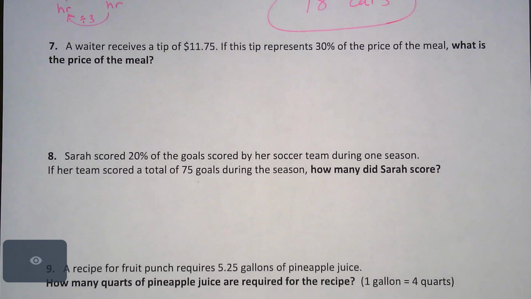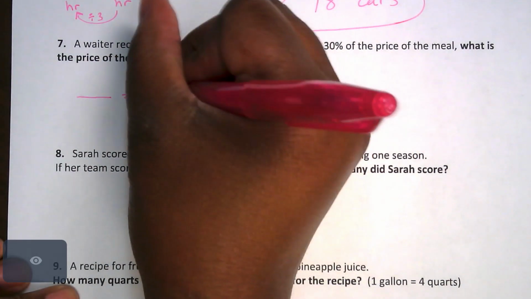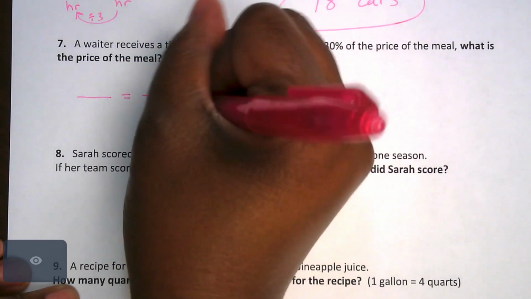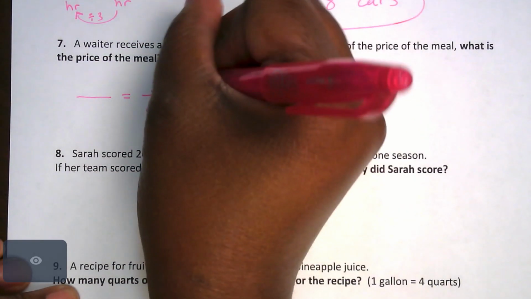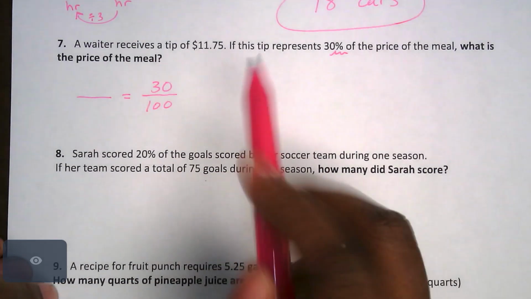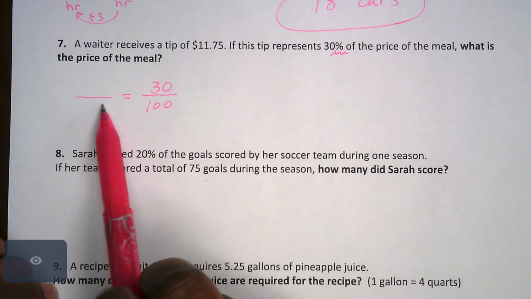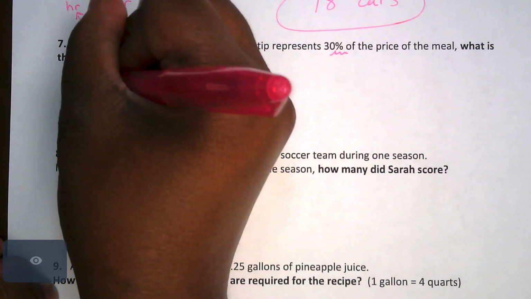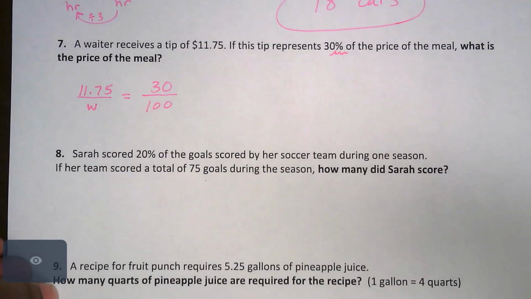Number 7. A waiter receives a tip of $11.75. If this tip represents 30% of the price of the meal, what is the price of the meal? All right, so we are setting up a percent proportion. So I need to put my 100 here. And notice I have 30%, so that means I'm putting 30 over my 100. And a waiter received $11.75. Notice it's not all that he received, so it's not the whole amount. So this goes into my numerator. And I'm looking for the whole amount or the total amount.